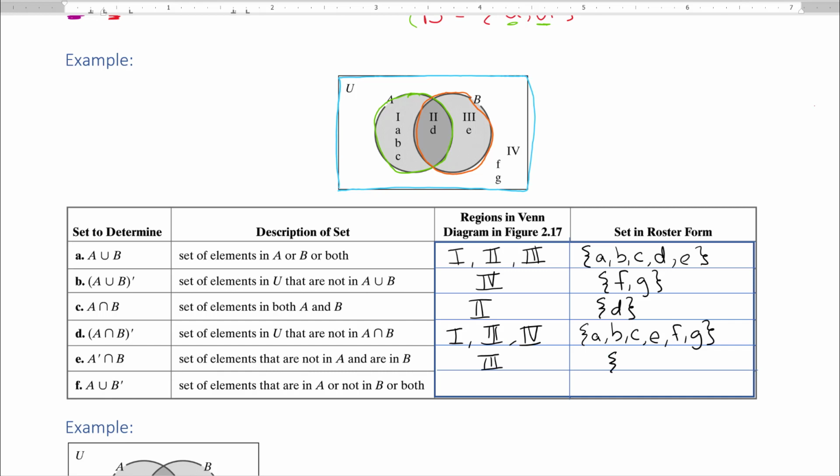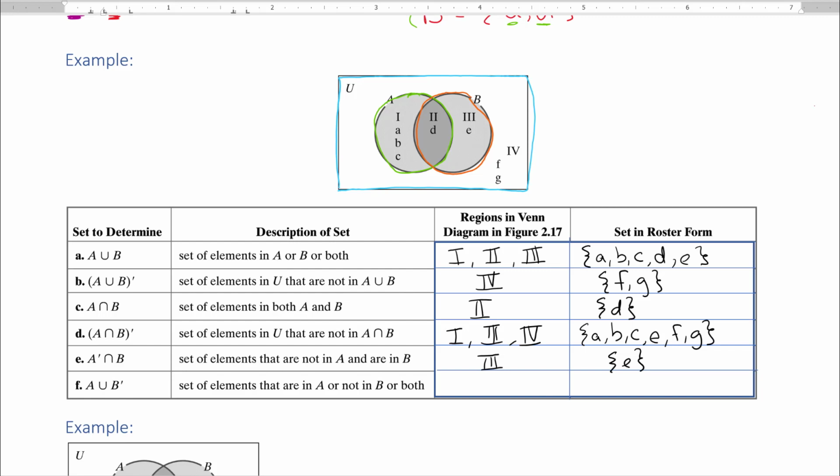And the only element that would belong in that region, in B but not in A, would be E. How about A union not B? So it has to belong inside of A, including anything that's not in B. So anything that's not inside the orange circle, or anything that's in the green circle, or both. So what are those sections?